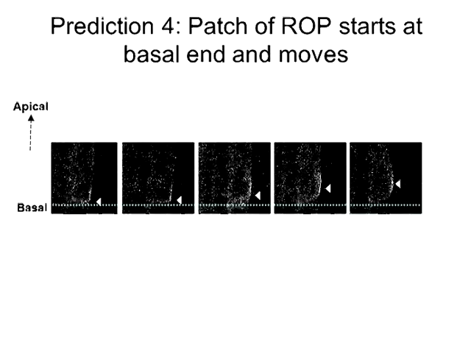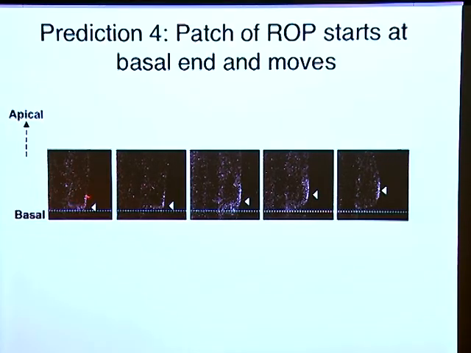And the final prediction I'm going to summarize today is this one, that a patch of ROP should start at the basal end of the cell and then it should move. And Harriet Jones collected some data on this, and the patch of ROP does indeed start at the very basal end of the cell. This line is indicating that wall, and it does drift, as predicted by the model, away from the end.